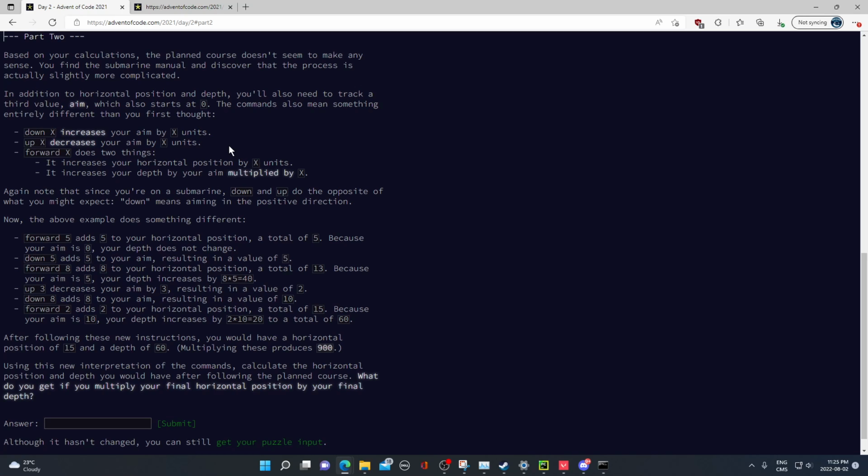It increases your horizontal position by x units. It increases your depth by your aim multiplied by x. Okay, it's a bit more complicated, but I think we can tackle it. Again, note that since you're on a submarine, down and up do the opposite of what you might expect. Down means aiming in the positive direction. Okay, yes. I get it.